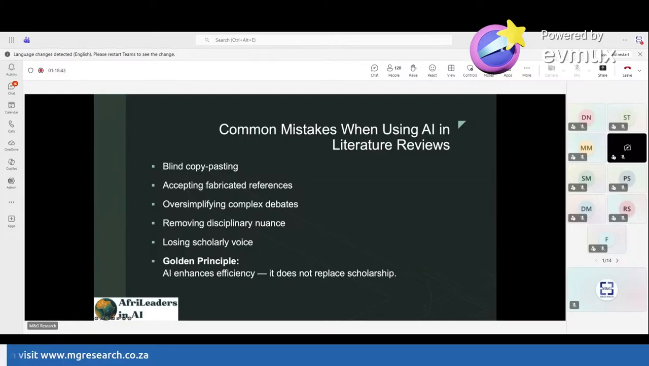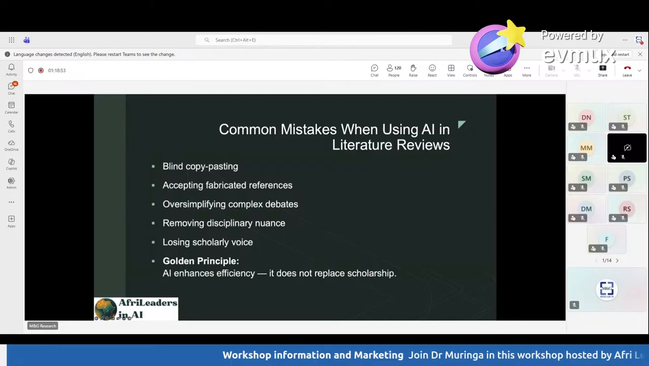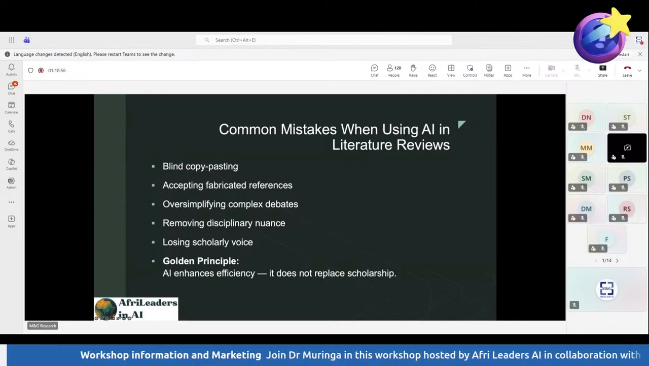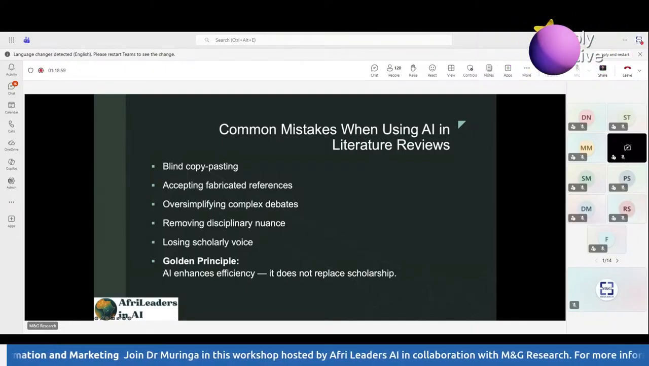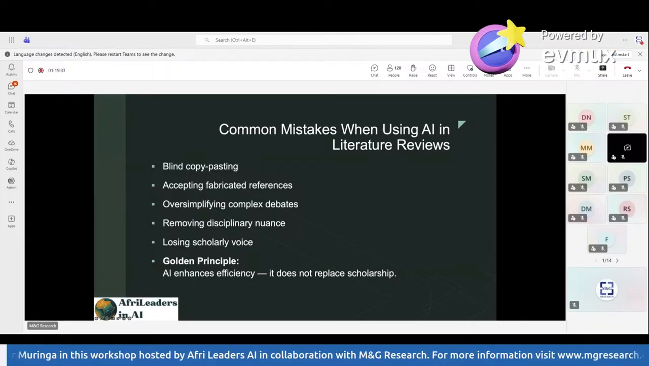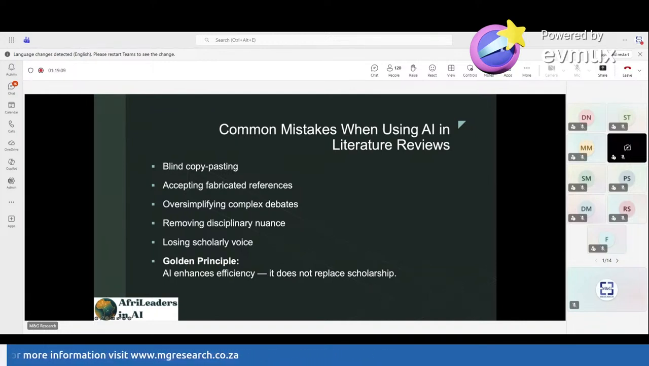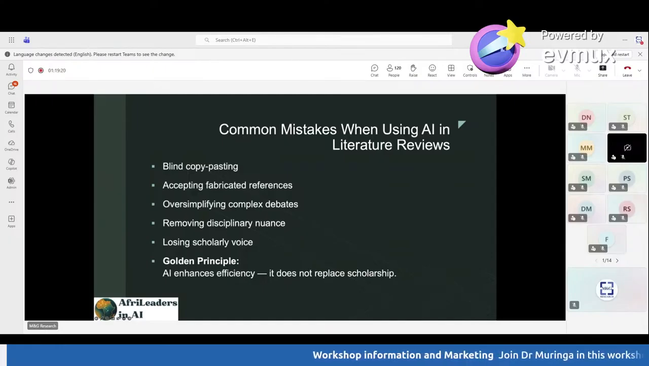But the golden principle when we use AI to develop synthesized and analytical literature reviews is that AI enhances efficiency, right? It enhances efficiency. It does not replace scholarship, right? That's our philosophy, and that's how we're going to treat AI. So in the demonstration that we're going to do, we're treating AI as a research assistant or as a research instrument, right? We're not treating it as the writer for ourselves. What it's going to do is it's going to do the dirty work for us, right? And we'll do the human judgment, the verification of what AI has developed for us.